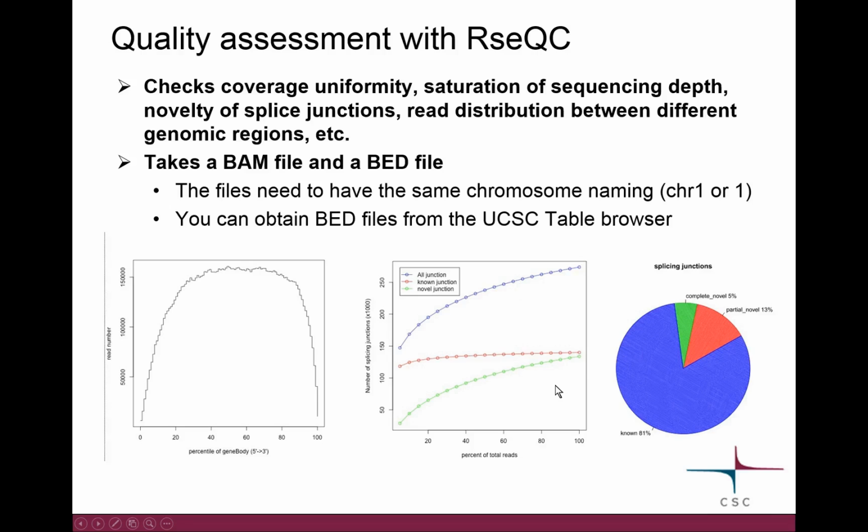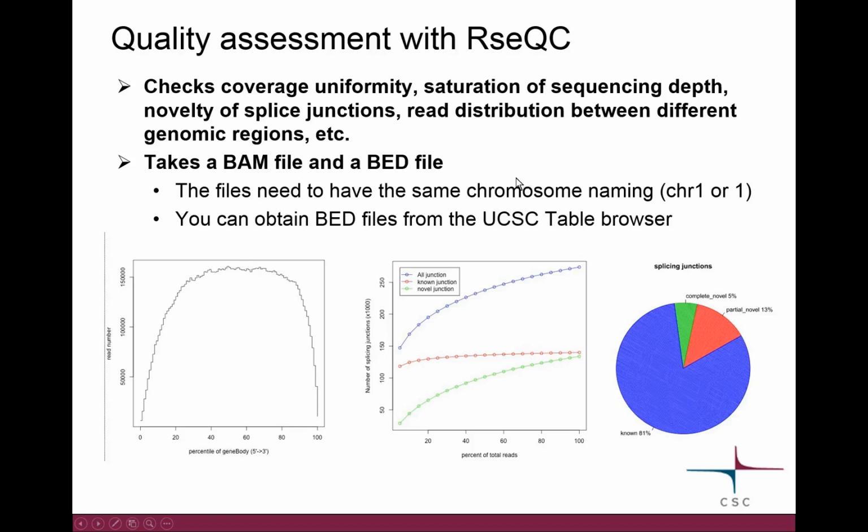The third pie chart here is showing all the junctions that we have in the data. In blue we have the known junctions, in green we have the completely novel junctions, and red is partially novel. Completely novel means that both ends of the junction are new, and partially novel means that out of the 2 ends of the junction, one is known and one is a new one.